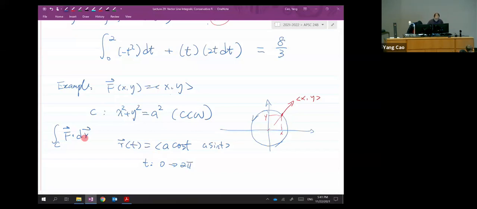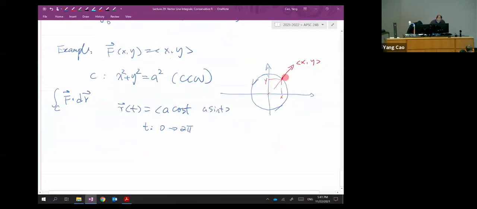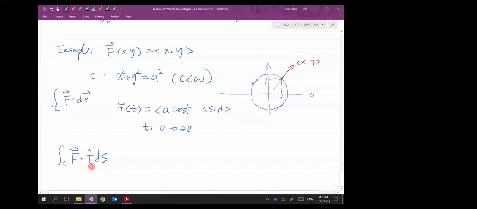However, for this question, I want you to look at the original formula of a vector line integral. This is the original one. So look at this original one here. What's the original? F dot T hat ds. So remember what T hat is. What is the definition of T hat? Unit tangent vector. Unit tangent vector to the curve C.